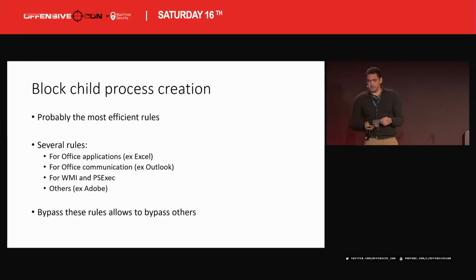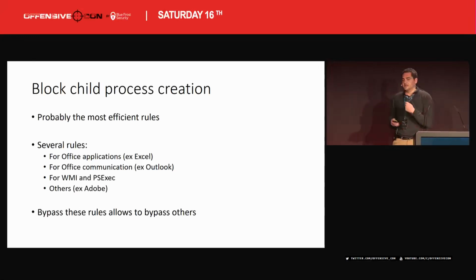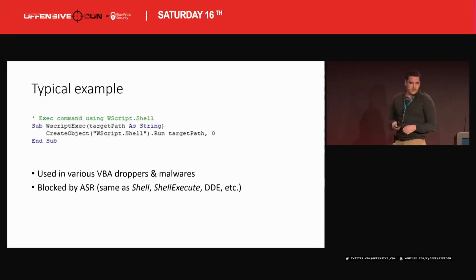The thing with these rules is they are very powerful, but if you can bypass these rules, it's easy to bypass other rules because you can always drop an executable which does the work. So here's a typical example of an execution command inside VBA. And this is blocked by ASR, obviously, as well as a command function like ShellExecute, and DDE attacks.